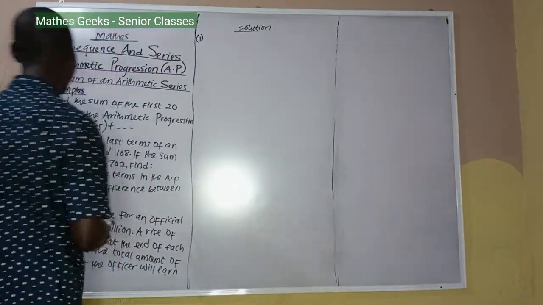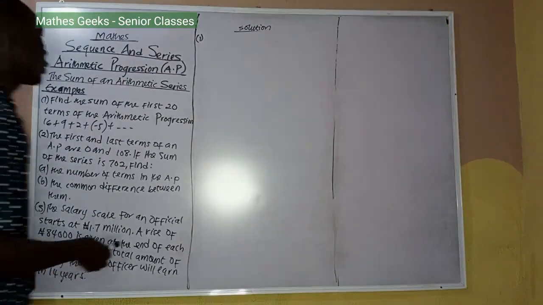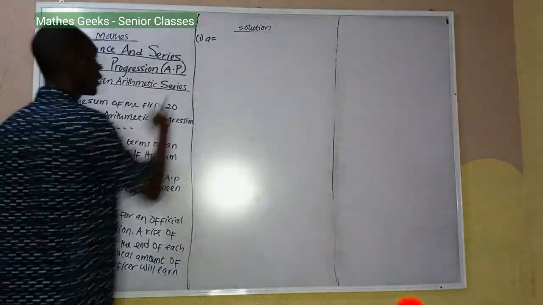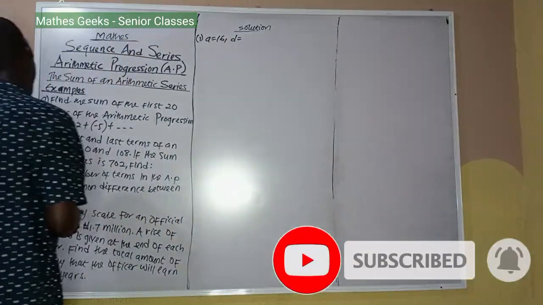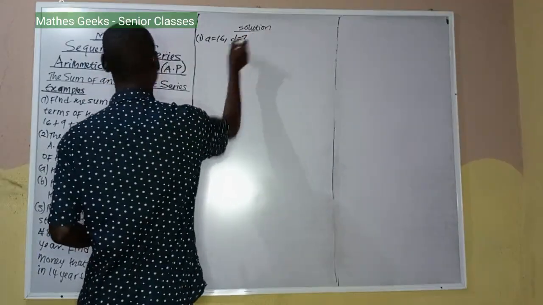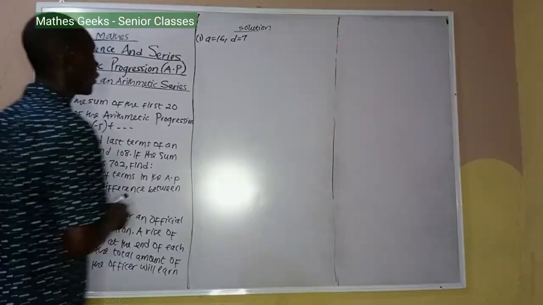Number 1. Find the sum of the first 20 terms of the arithmetic progression. So what do we observe? The first term is 16. Common difference is 9 minus 16, which will give us minus 7.